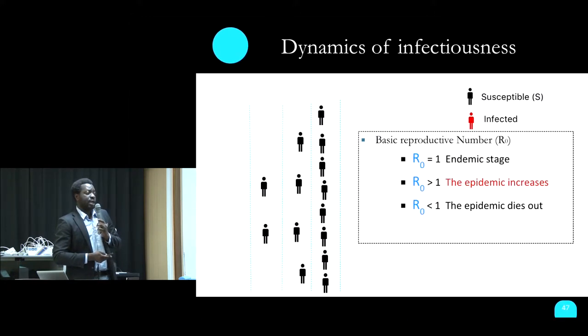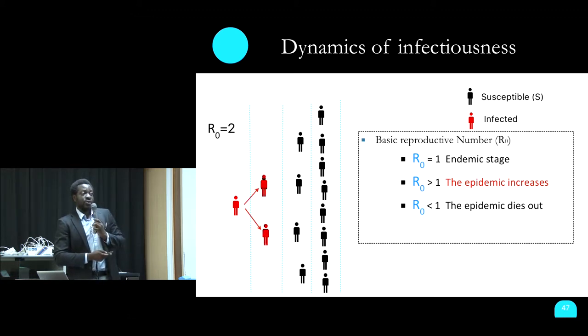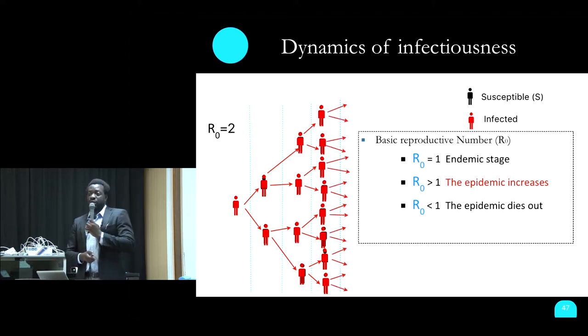In this scenario, the basic reproductive number is 2, meaning that 1 person can transmit the infection to 2 people. In this case, it goes like this, and it goes on. As you can see, the more we go, the more rapidly the epidemic spreads. So we have here a risk of epidemic.